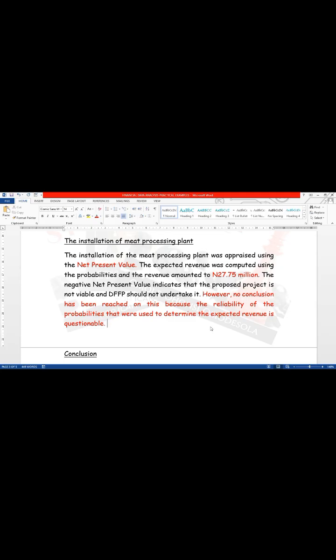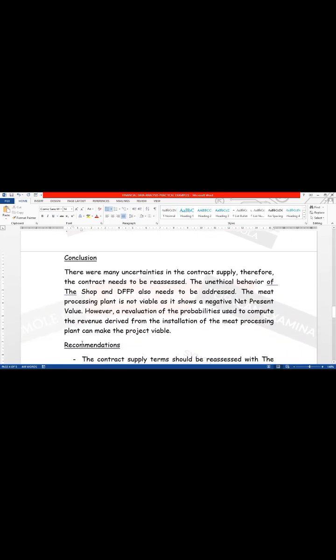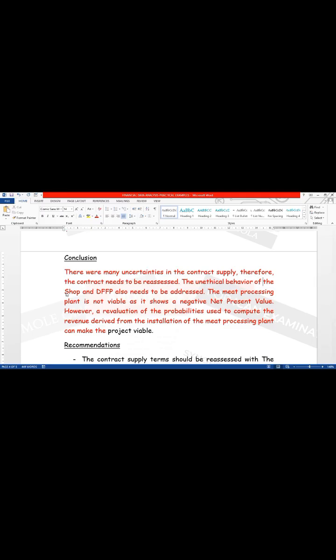So now we're looking at the two sides. Then after you talk about that, you conclude there are so many uncertainties in the contract supply. Therefore, the contract needs to be reassessed. Just like we said earlier, they need to reassess it. The unethical behavior of the shop and DFFP also needs to be addressed. That thing they're doing is not good.